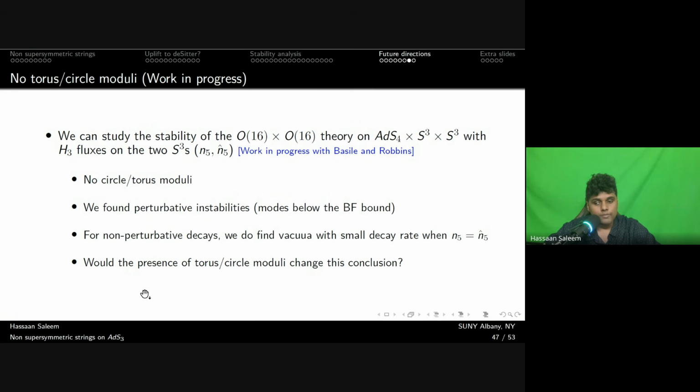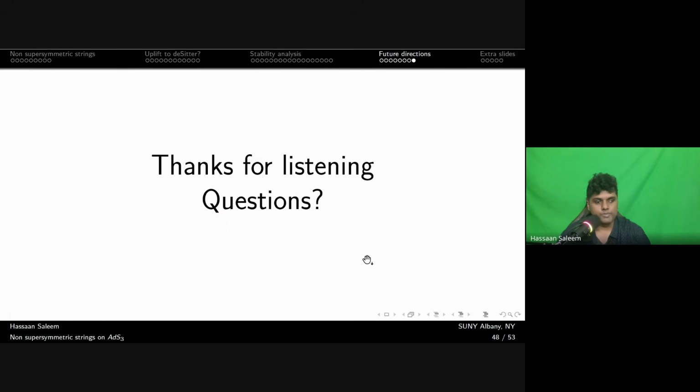But we don't know if the presence of torus or circle moduli will change this conclusion. So that's what we need to see by studying, for example, AdS3 cross S3 cross T4. So we don't know if it will change the conclusion. Okay, so that's it. Thank you for your attention.